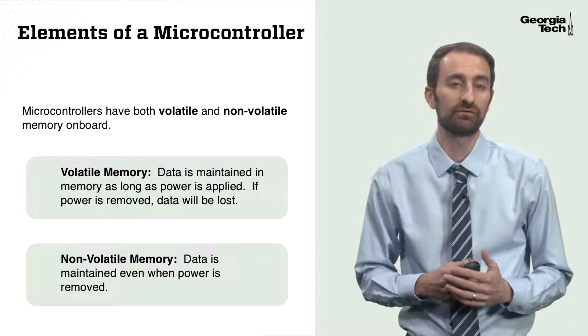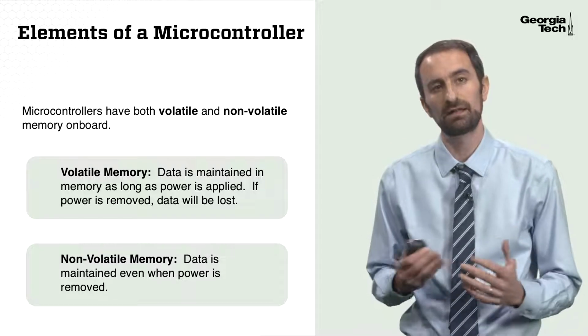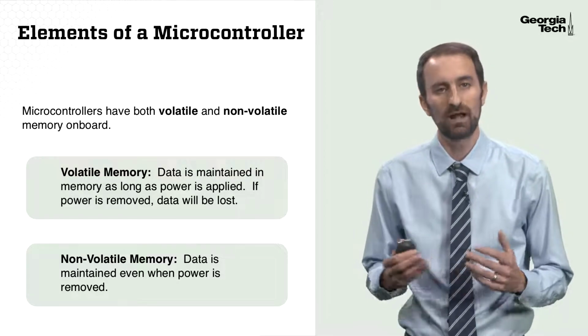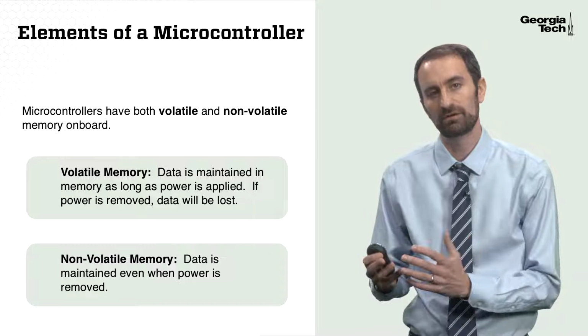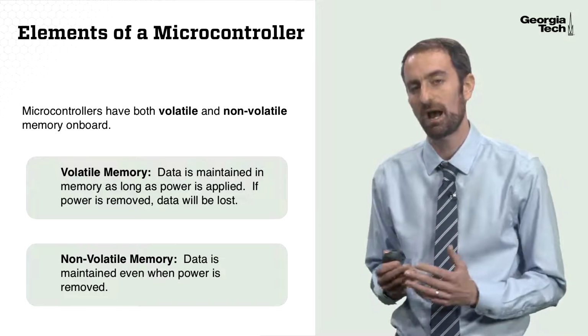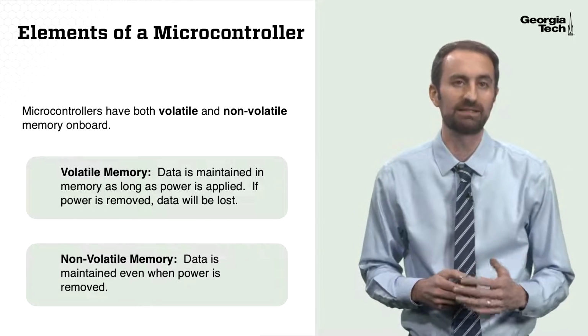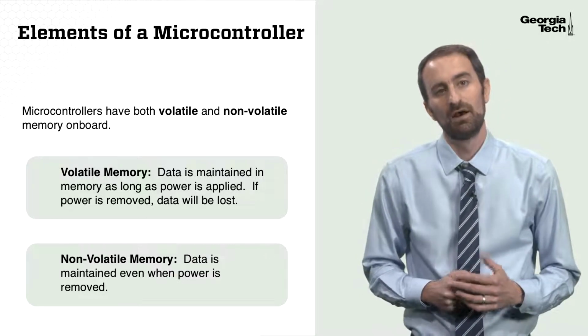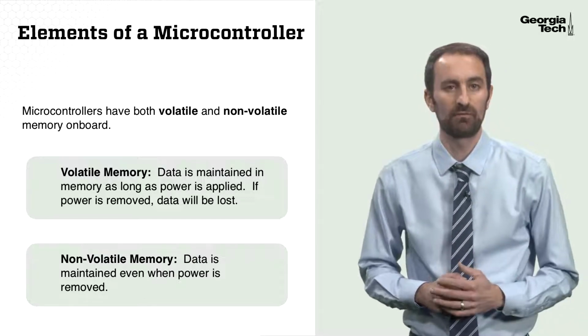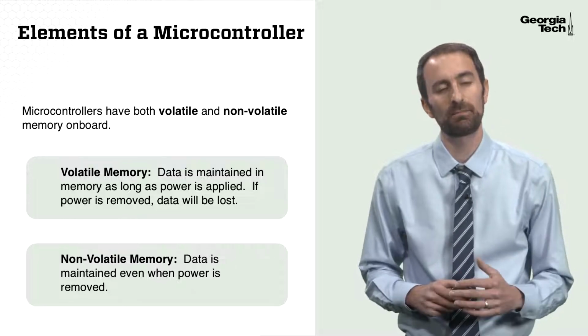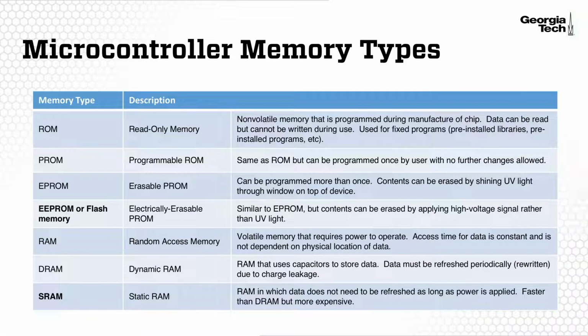Microcontrollers have two different types of memory. They have volatile and non-volatile memory. Volatile memory is memory where data is maintained only as long as power is applied. If we remove power from volatile memory, then data will be lost. Unlike volatile memory, non-volatile memory maintains our data even when power is removed from it.